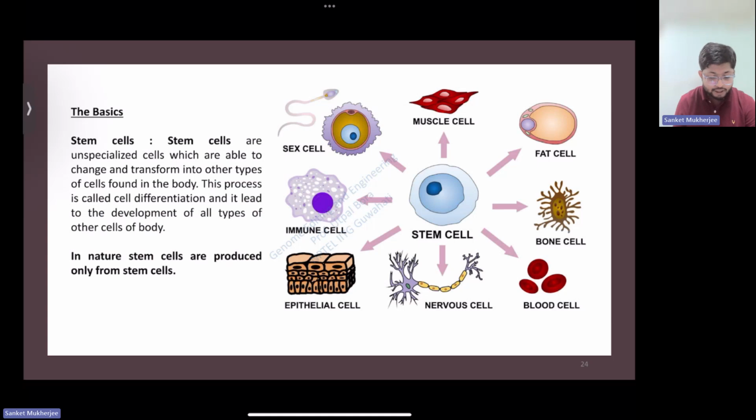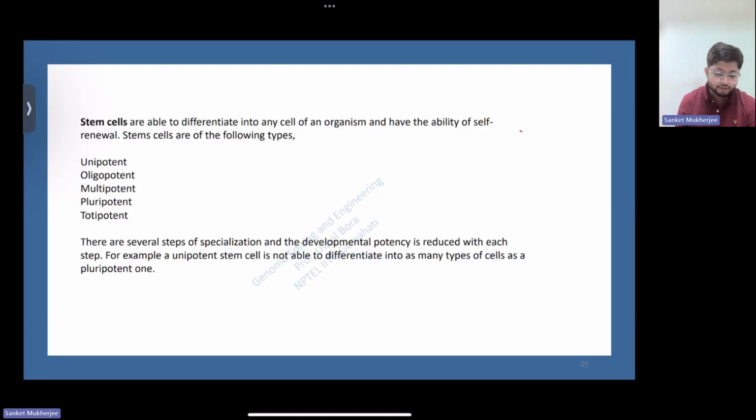So stem cells are unspecialized cells which are able to change and transform into other cell types of the body. This process is called differentiation, and it leads to the development of all types of cells in the body, right? In nature, stem cells are produced only from stem cells, but we can also artificially produce them, which we call induced pluripotent stem cells. We'll talk about it. Stem cells are able to differentiate into any cell of an organism and have the ability to self-renew.